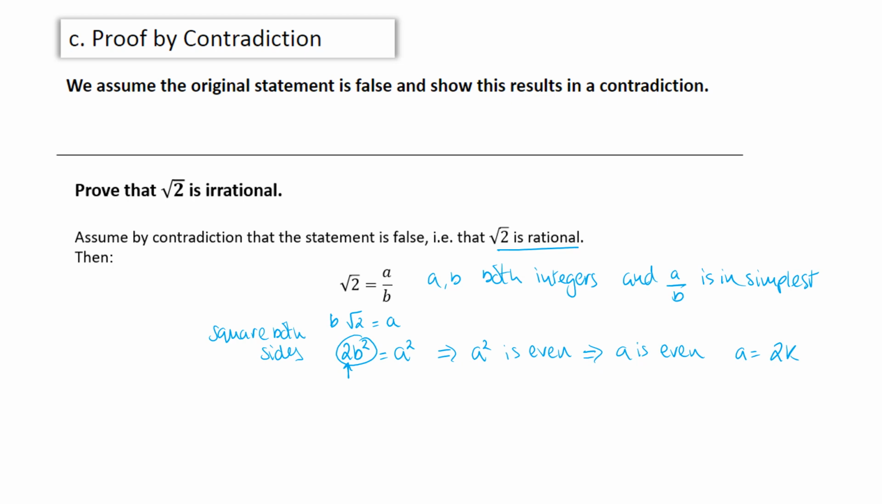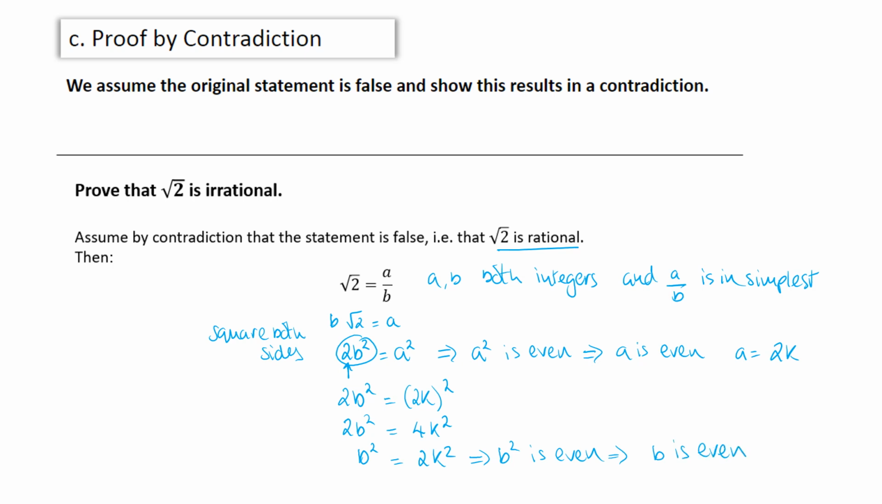And we don't need to know what k is, but now we can go back to our original statement and say 2b squared is equal to 2k all squared, because that's what A is. So let's multiply that out. 2b squared is equal to 4k squared. So that is telling us that b squared is equal to 2k squared. And this now tells us, because b squared is double something, that b squared is even, which tells us that b is even.